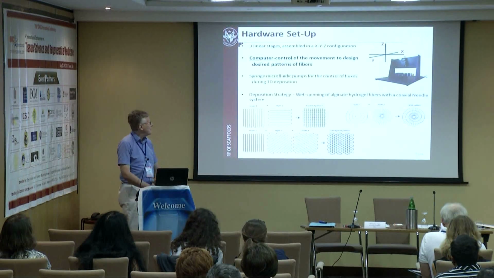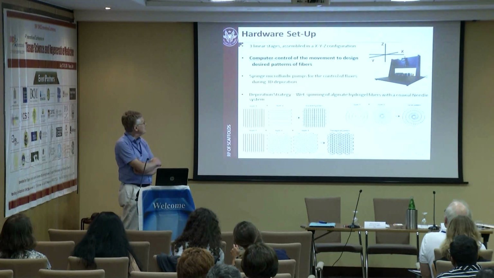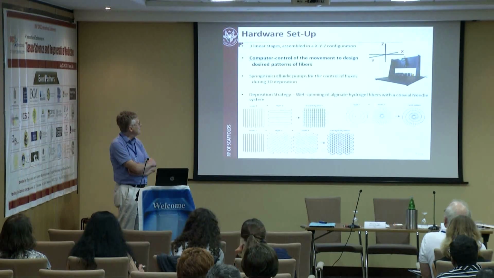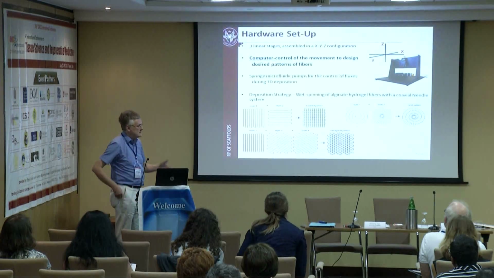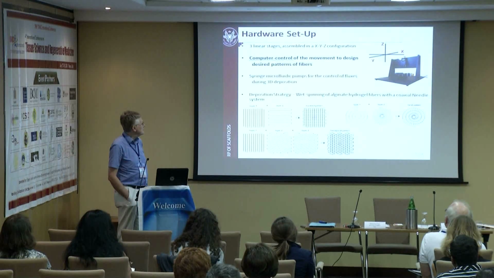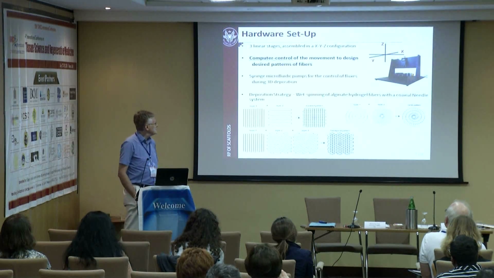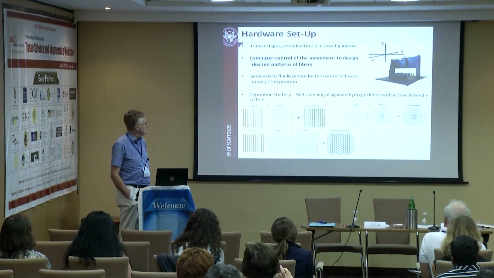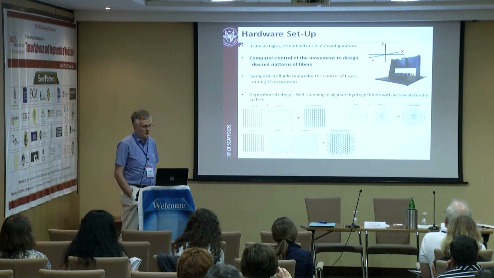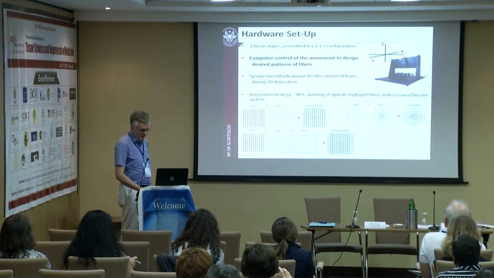So the hardware setup consists of 3 linear stages assembled in a X, Y, Z configuration. This rapid prototyping machine is computer controlled and is associated with a syringe microfluidic pump for the control of fluxes during the 3D deposition. And the deposition strategy consists of wet spinning of alginate fibers using a coaxial needle system.